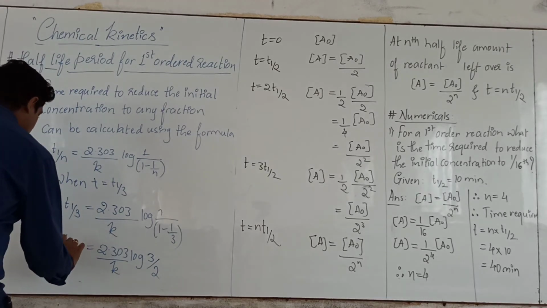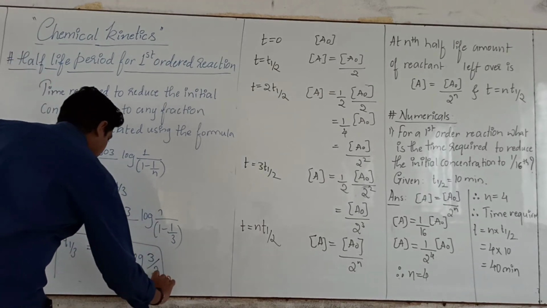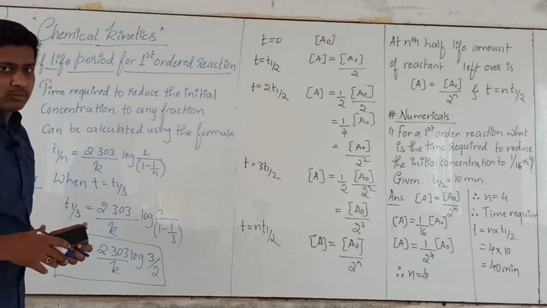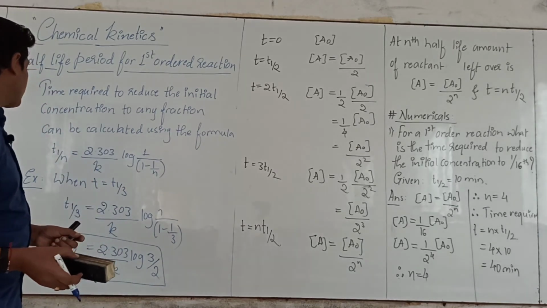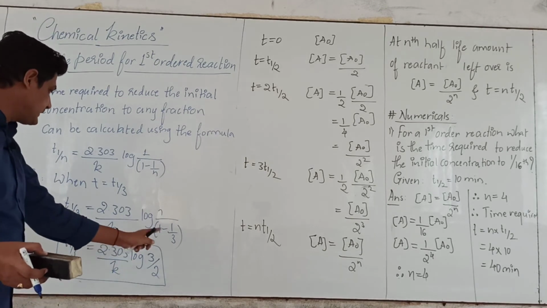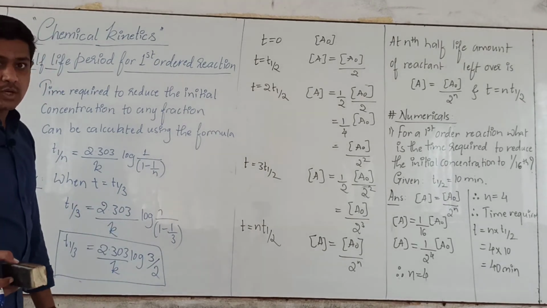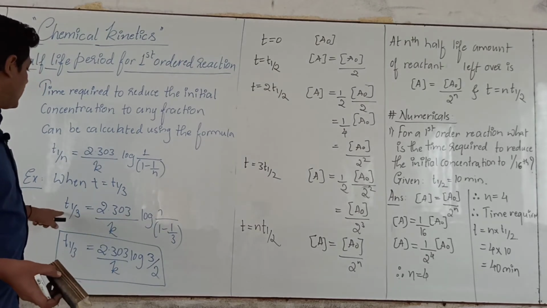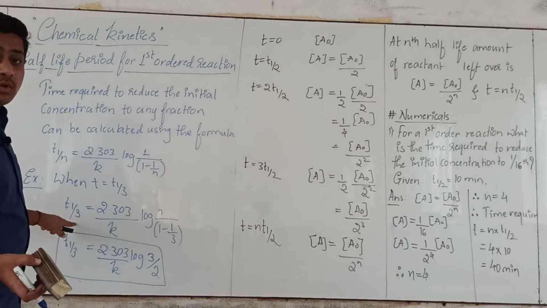So they will ask you such questions. In competitive examinations, they will give you 4 different formulas, and they will ask you the time required for 1/3 completion. Then this is the formula that you have to make use of. Similarly, they can ask you 3/4.